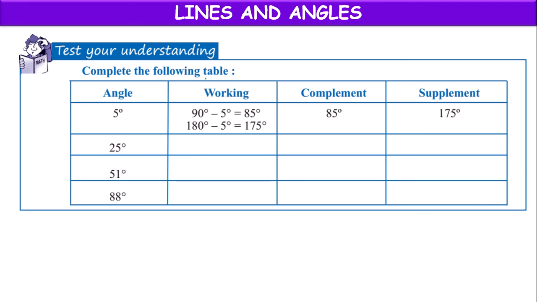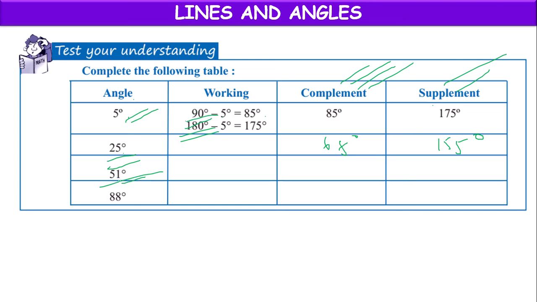So complete the following table, children. The angle is 25 degrees. You have to find out the complement and the supplement. How to find the complement? From 90 degrees, you have to subtract the given angle. So 90 minus 25 equals 65 degrees. For the supplement, 180 degrees minus 25 equals 155 degrees. Next, 51 degrees.